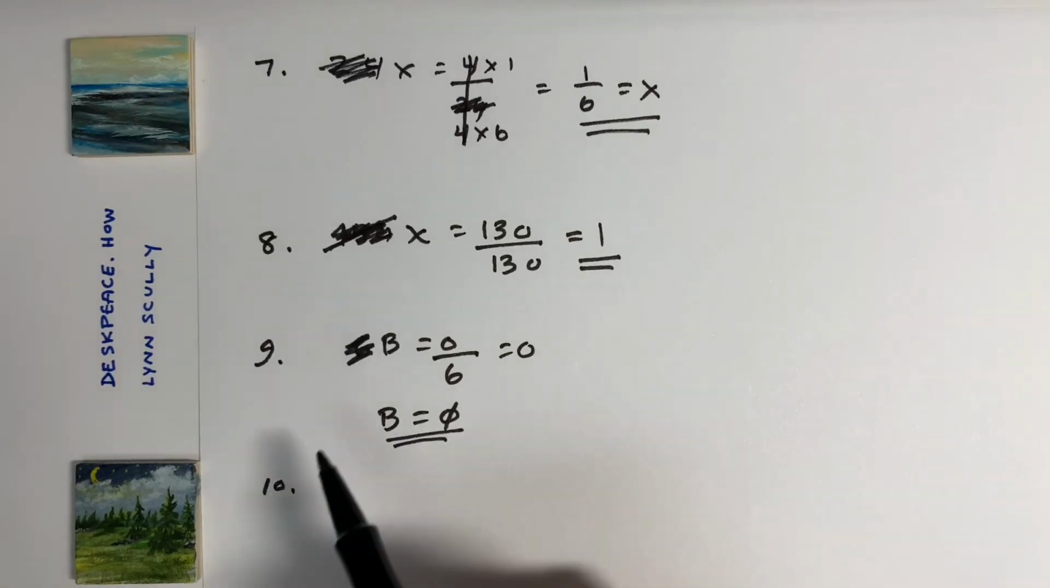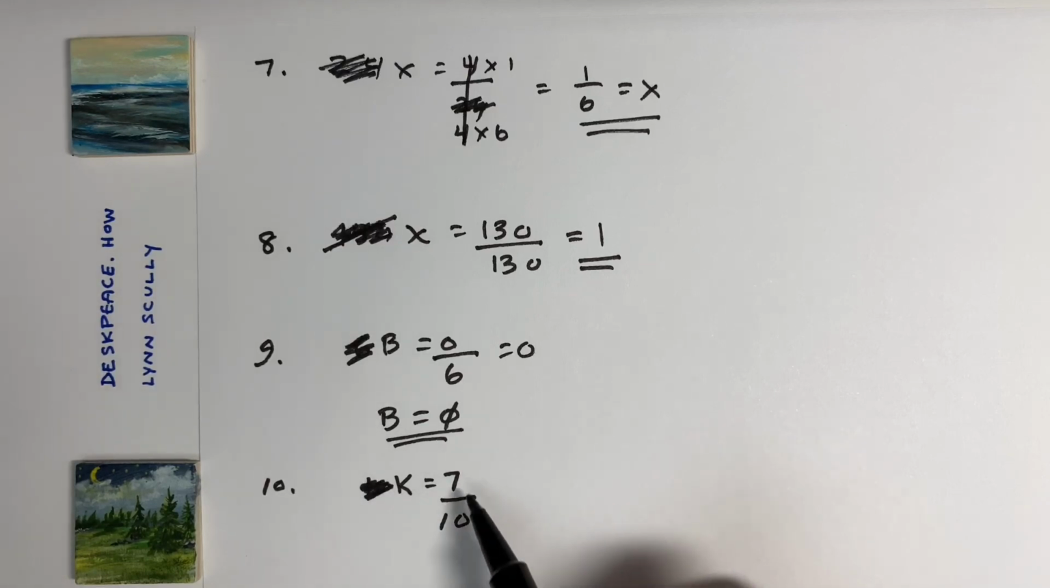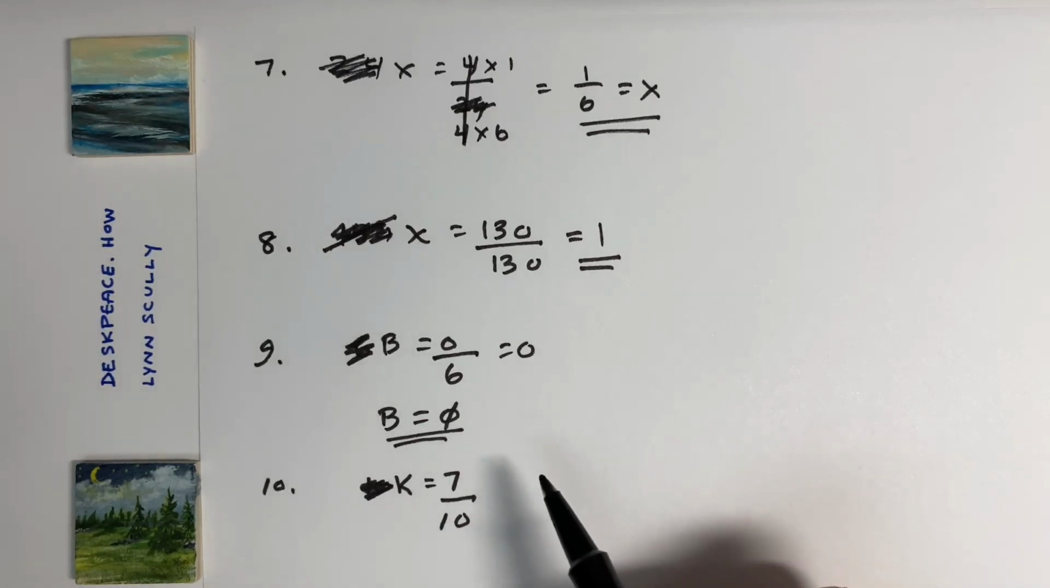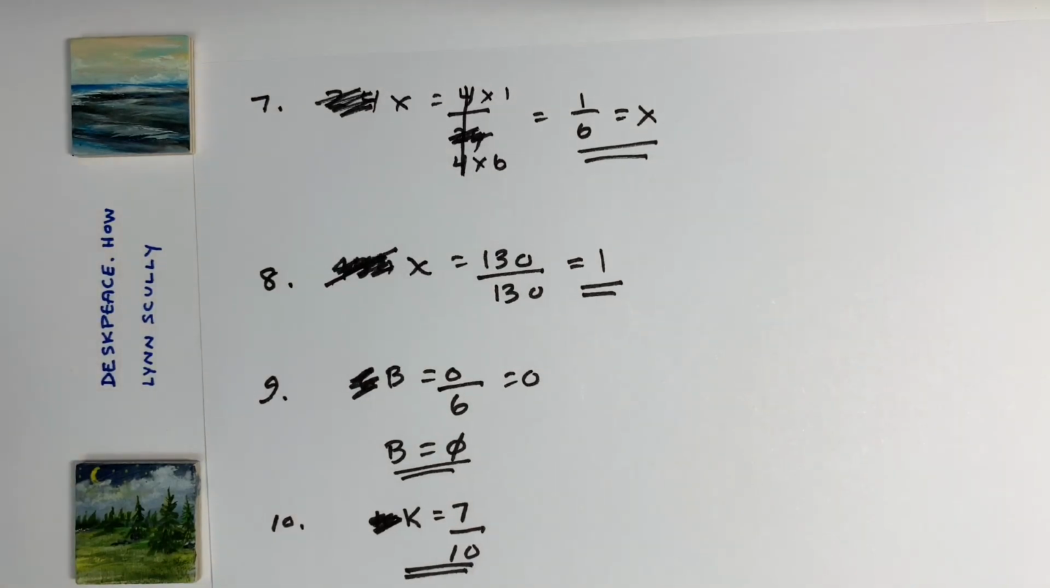Just want to try to fit number 10 on here. Number 10, I have 10k equals 7. 10 is attached to k by multiplication. Move it by division to the other side of the equal sign. Odd, even, nothing here that's going to reduce. That's my final answer.